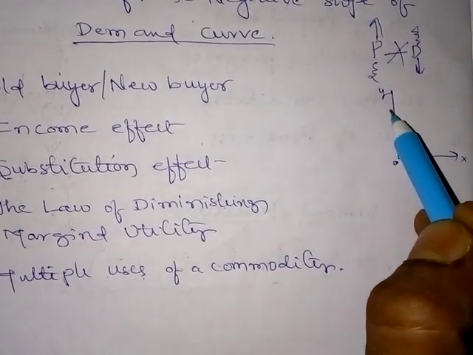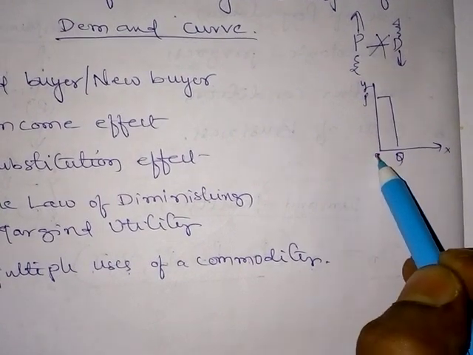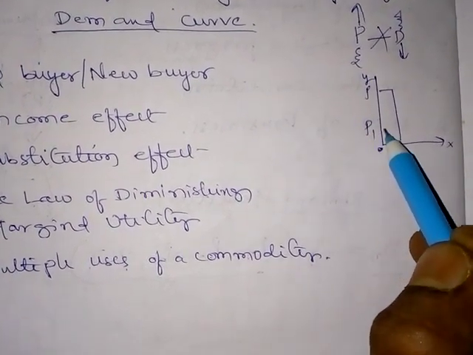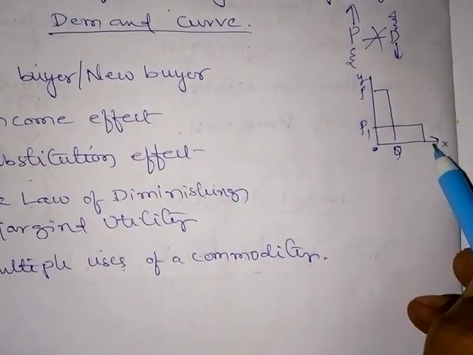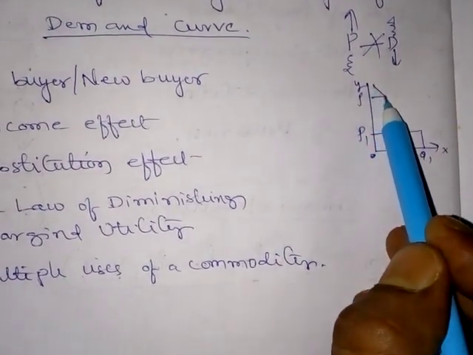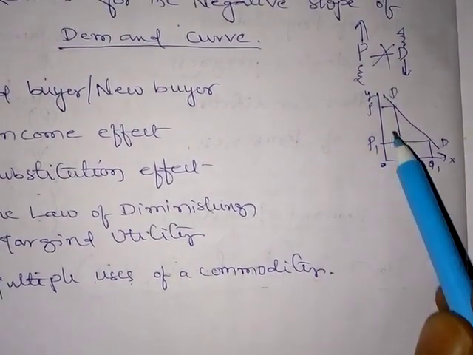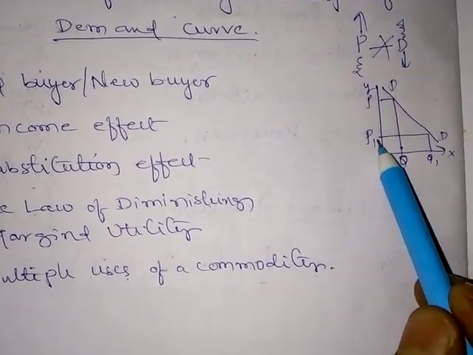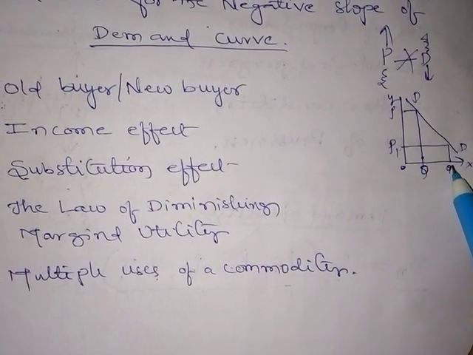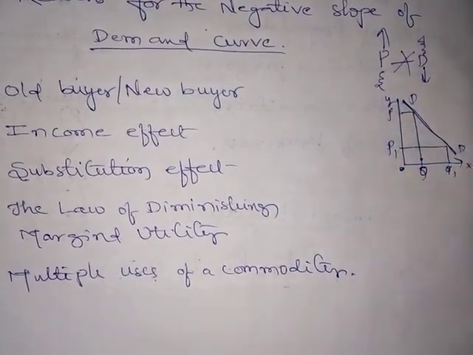For example, when price is OP, demand is OQ. When price comes down to OP1, demand increases to OQ1. So when we join these corners, we get demand curve. When price is high, demand is low. When price is low, demand is high. Because of this reason, demand curve slopes downwards to the right.